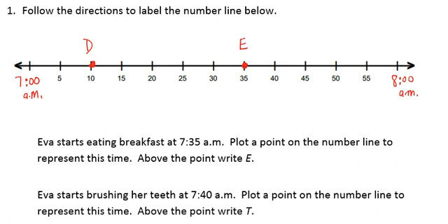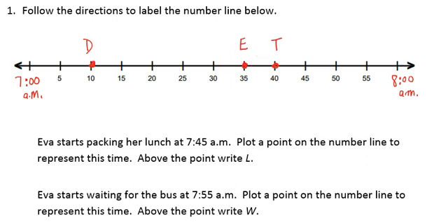Now Ava starts brushing her teeth at 7:40 a.m. Plot a point on the number line to represent this time. Above the point, write a T. So here would be 7:40 a.m. And the last two directions say Ava starts packing her lunch at 7:45. So we'll find 7:45 and we'll plot that with an L. And Ava starts waiting for the bus at 7:55. We'll find 7:55 and we'll plot that as a W. So the purpose here is for the students to look at that time as moving across a number line.